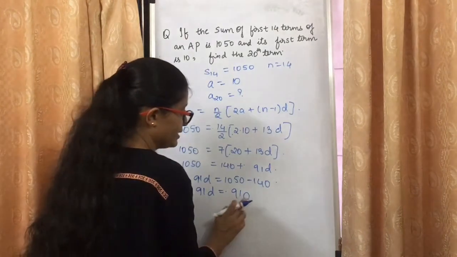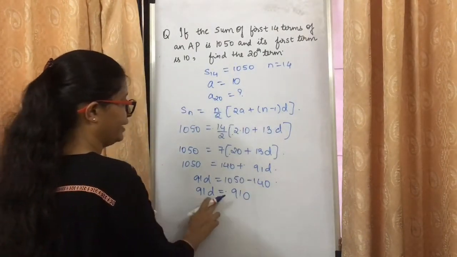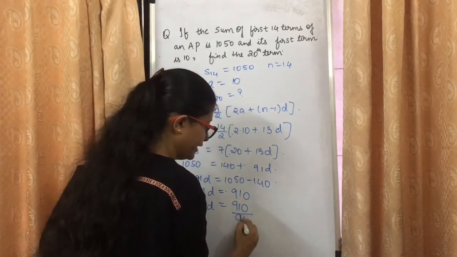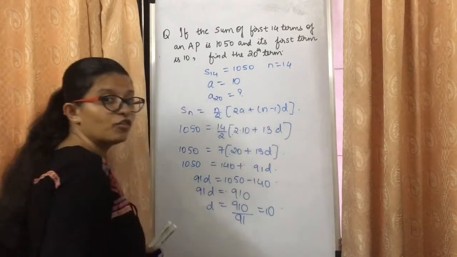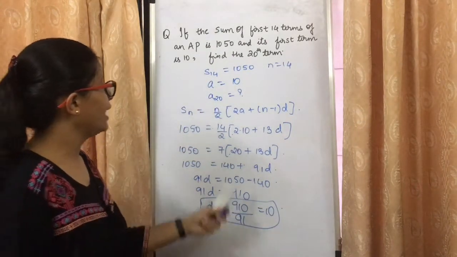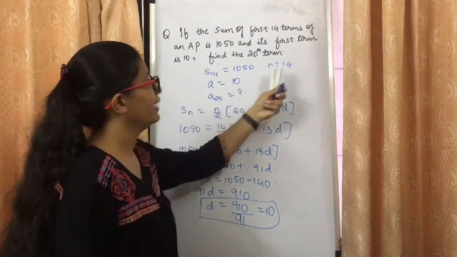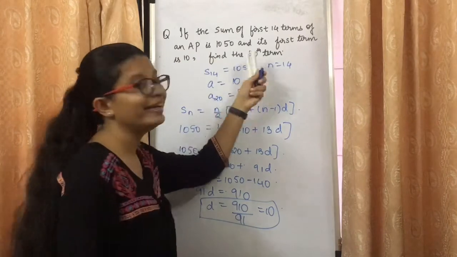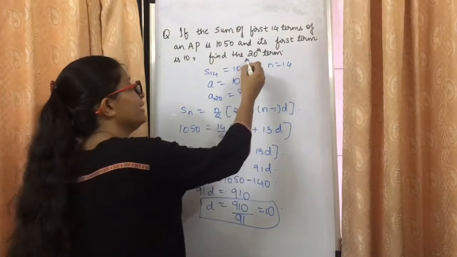तो यहाँ से 910 आया 91d. So d की वैल्यू 910 upon 91 will give you 10. So the value for d comes out to be 10. d की वैल्यू 10 आ गई. a की वैल्यू 10 दी हुई है. n की वैल्यू 14 मालूम है. बट अभी क्या फाइंड करना है? 20th टर्म फाइंड करना है. तो यहाँ पे n की वैल्यू चेंज होगी.